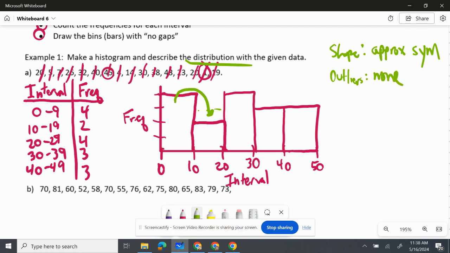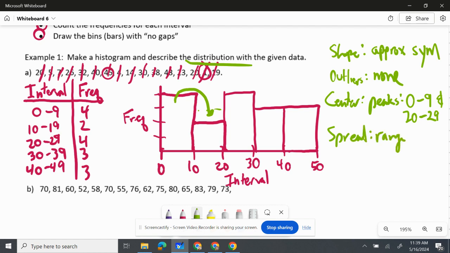And then the center, I'm not going to talk about mode. What I'm going to do is talk about peaks. And we have 2 peaks. We have 0 to 9, and we have 20 to 29. And then the spread, I'm going to still use the range. And my highest was 45, and my lowest was 1, so that gives me a range of 44.